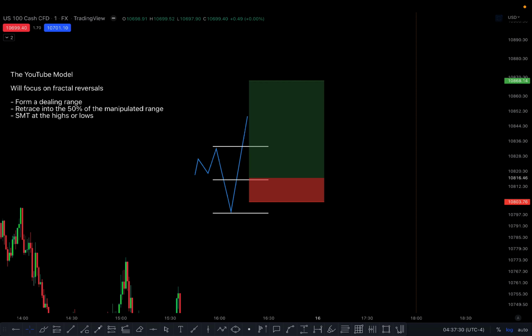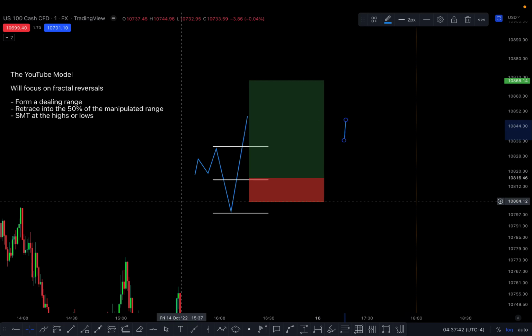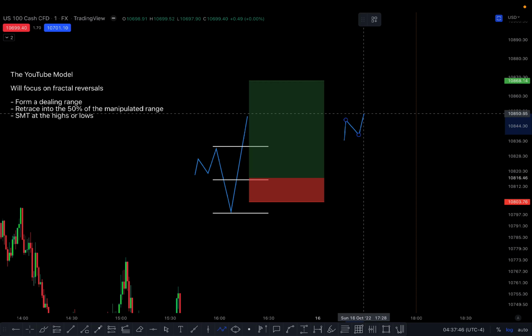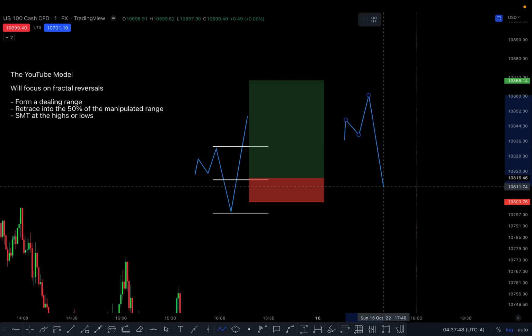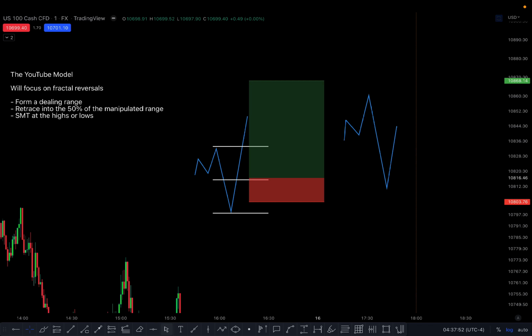The other side is the bearish example. So the bearish one requires us to do what? We need to see price form a high, take out the high, then take out the low, and then retrace into the 50.